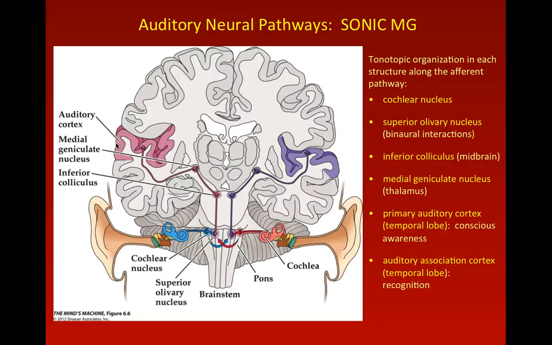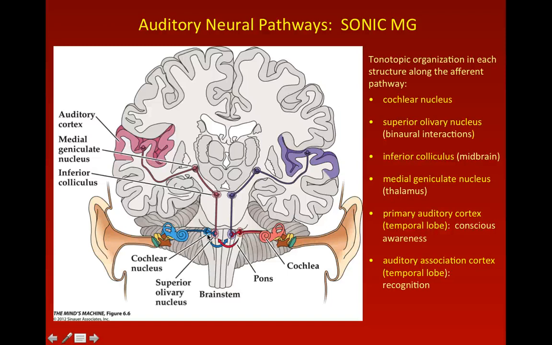This is a complex pathway to remember, the names of all the structures and where they are in the brain, so I want to give you a little assistance. We go from the cochlea to the cochlear nucleus. That's the first stop, and that is in the brainstem, and specifically the medulla oblongata. I'm sorry, the pons. That is an important thing to know.